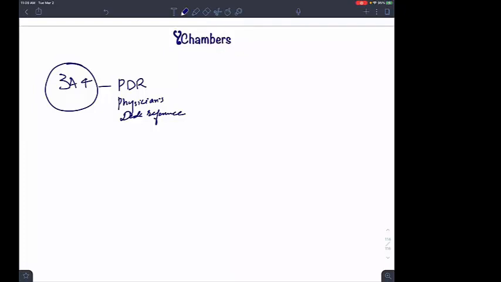Okay, and this 3A4, we have a famous mnemonic for this, that is CT scan. So CT scan drugs are getting metabolized by this 3A4. So what is CT scan? C is C square, T1, S1, cat, A, N. So what is C square? C stands for calcium channel blockers.